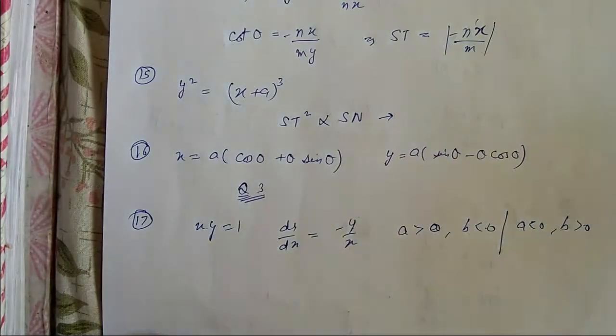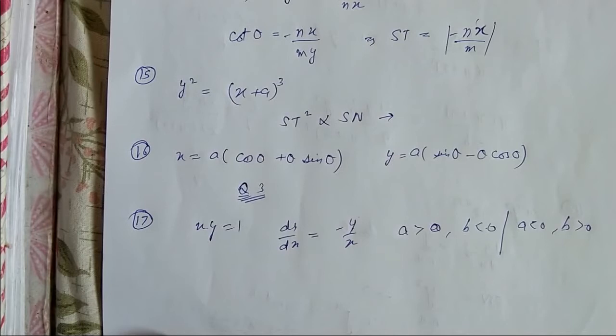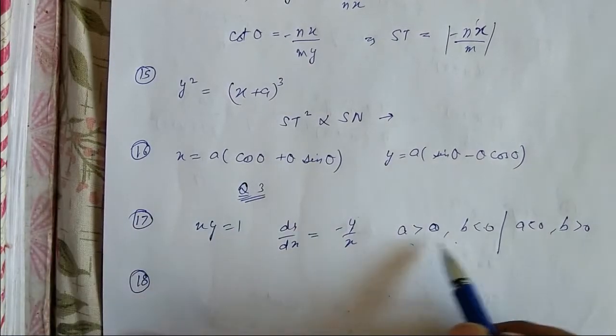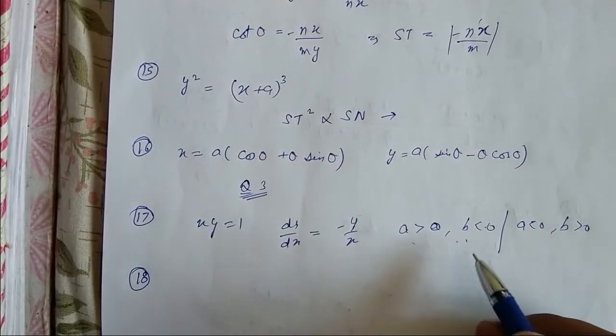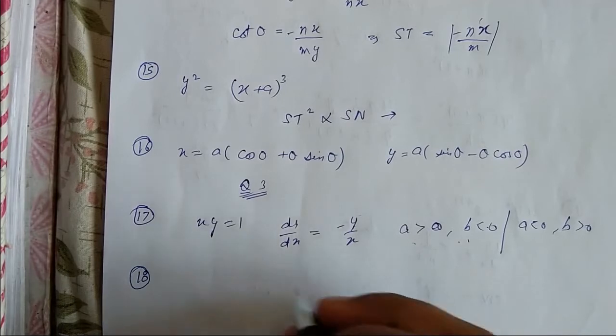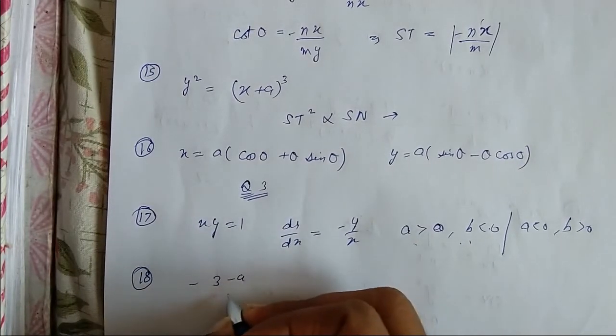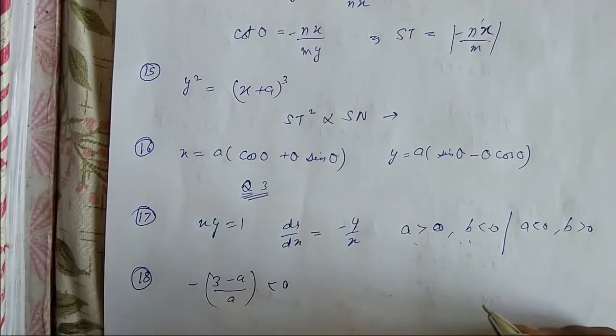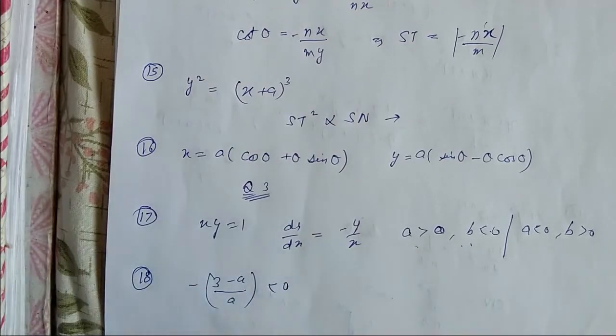Okay, moving on to the next question, question number 18. The value of the parameter a, so that the line that is normal to the curve xy equal to 1 may lie in the interval. We've already seen in question number 17 that a and b have to be of opposite sign, which means the slope has to be negative. So the slope of this line is minus of (3 minus a) upon a, which has to be less than 0. Okay, which would give us the range of a.